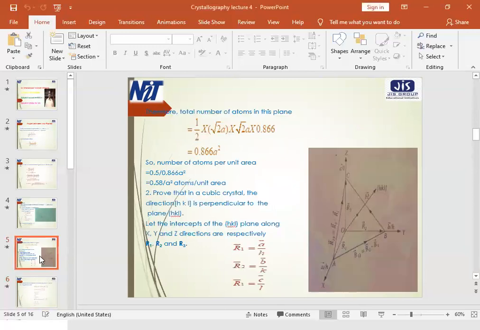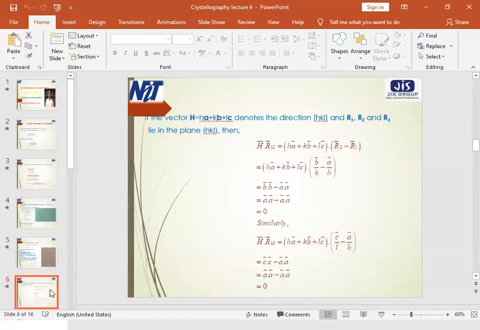R12 is the vector between R1 and R2. So due to that, H into R12 will be written as vector H, the value of vector H is this one, so we will put this, and R12 can be written as vector R2 minus R1. The value of R2 is vector B by K, and the vector value of R1 is vector A by H. So due to that, we will get B dot B minus A dot A.